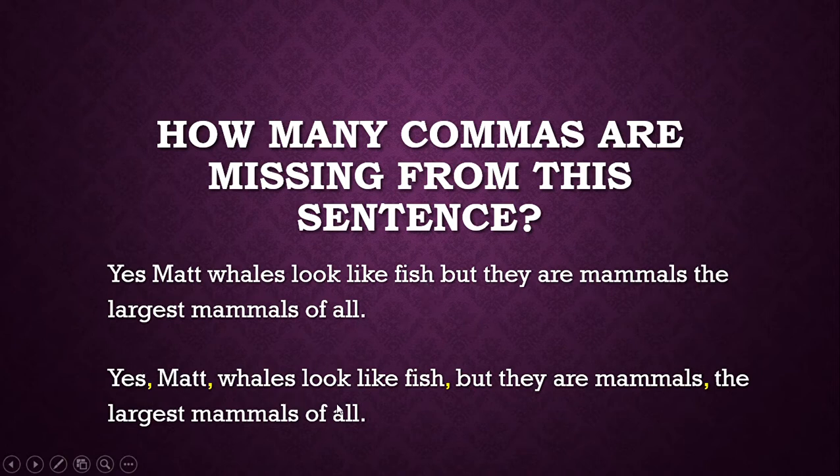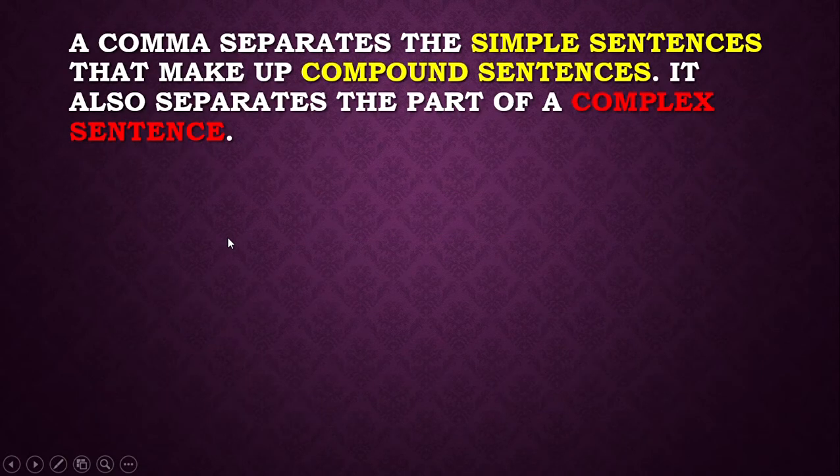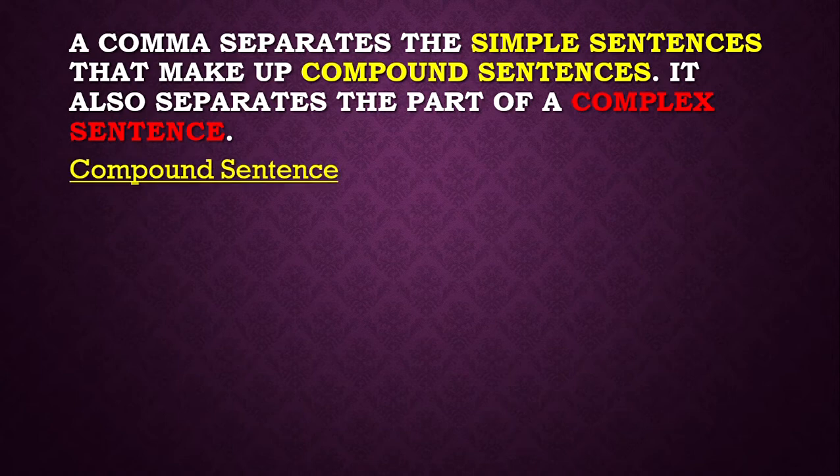So these are all special ways that we can use commas, and today we're going to break it down, like why did we put a comma here and here and here and here. We're going to talk about these different rules that will help us to know where to put commas. A comma separates the simple sentences that make up compound sentences. It also separates the part of a complex sentence. So what does that mean?